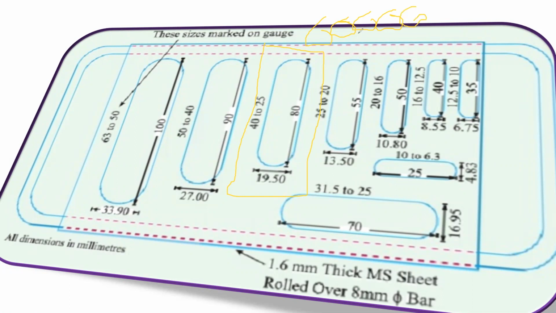Out of these aggregates, I'll try to pass them through this particular thickness gauge, and if they're able to pass through, that means they're flaky. That means their thickness is less than 19.50. That is the reason they were trying to pass. Whichever aggregates have passed, I'll keep them here and separate them out.